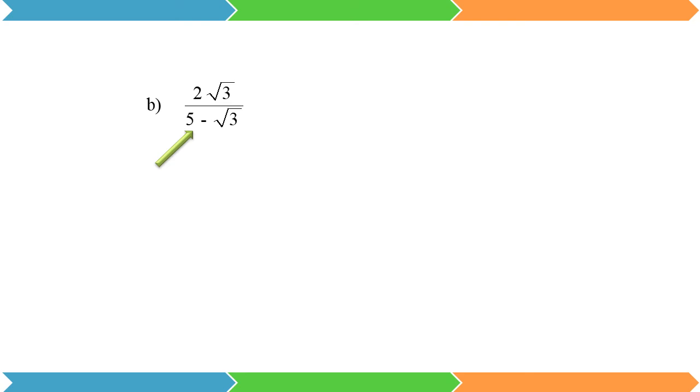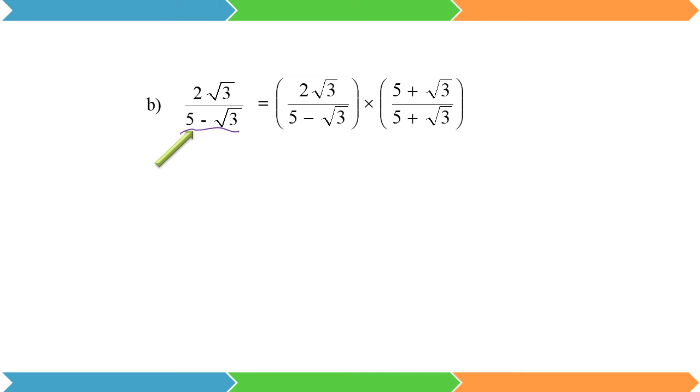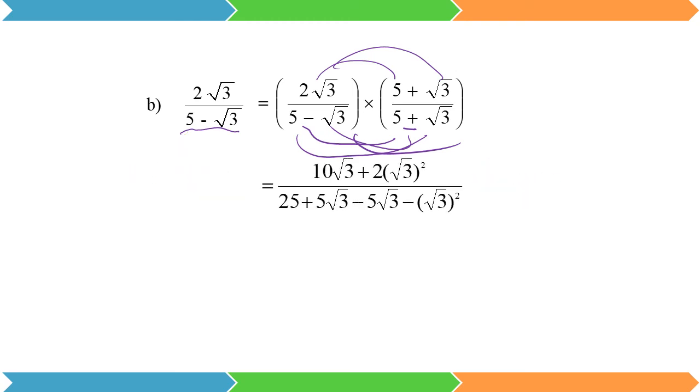Because we have two terms in the denominator, we have to multiply with its conjugate. What is the conjugate? If the denominator is 5 minus surd 3, the conjugate will be 5 plus surd 3. So expand everything. For the top one, we have 10 surd 3 plus 2 surd 3 squared. Surd 3 squared is 3 only, so 2 times 3 is 6.